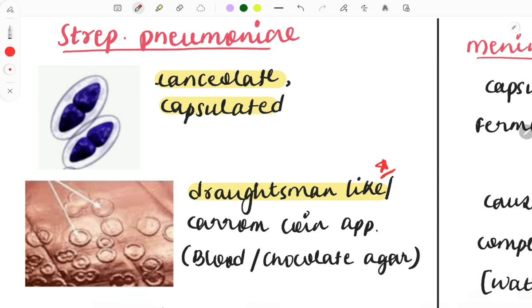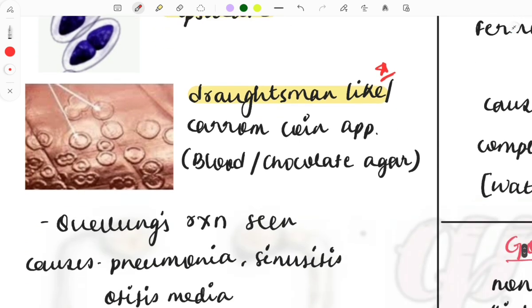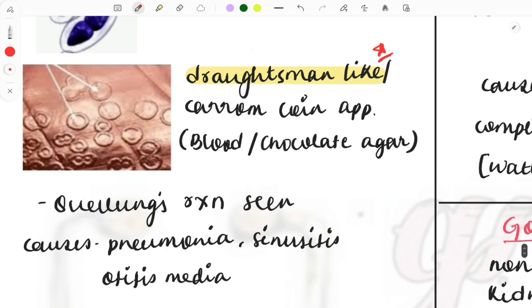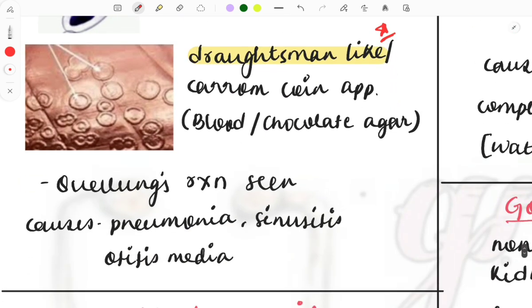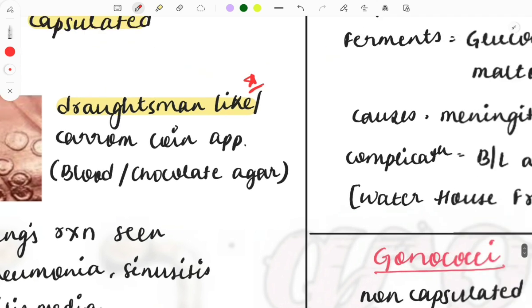With this you can see things like a capsulated organism, then lancet shaped, then a patient with pneumonia, so the answer will be Streptococcus pneumoniae. Quellung reaction is seen, and it causes pneumonia, sinusitis, and otitis media.